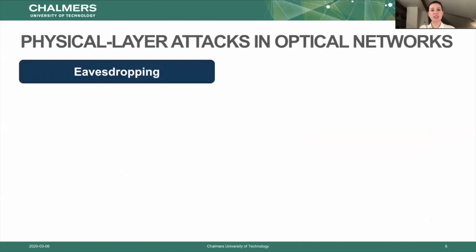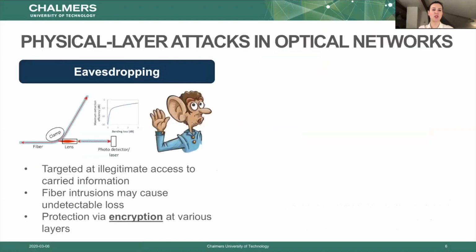So when we talk about physical layer attacks, we typically divide them into two broad categories, depending on the goal of the attacker. The first one is eavesdropping, and here the attacker wants to gain unauthorized access to carried information. One of the ways of doing this is by abusing a well-known monitoring technique of creating temporary couplers, where a fiber is bent, which violates conditions of total internal reflection, and a part of the signal leaks out of the core. To protect from these attacks, we should rely on encryption techniques that can be performed at various network layers, including optical.